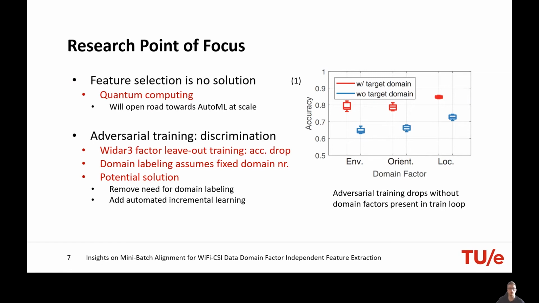And in addition, what other researchers have shown is that if specific factors are not taken into account, so you assume that they do not exist, you see drastic training accuracy drops. And so a potential solution to this is basically to remove the need for domain labeling in the realm of adversarial training, and potentially to add automated incremental learning later on when there is a solution that does not require domain labeling.